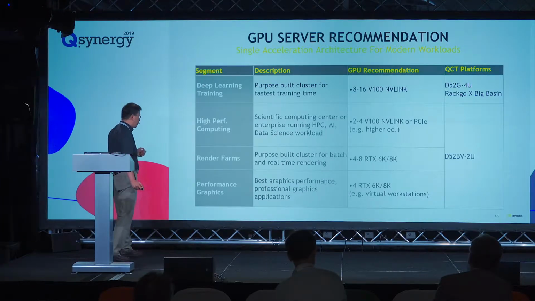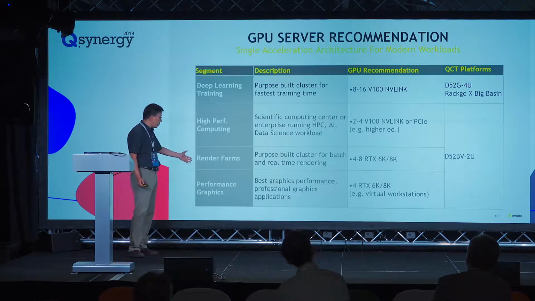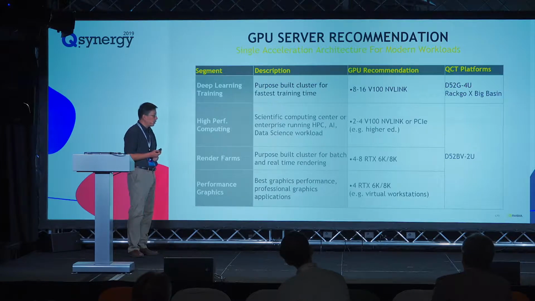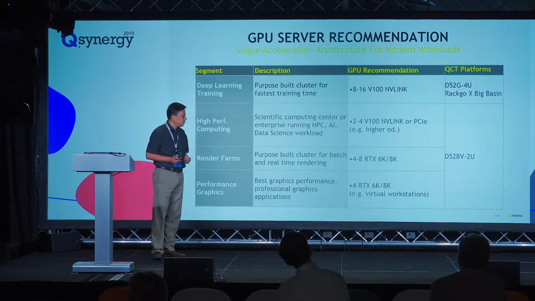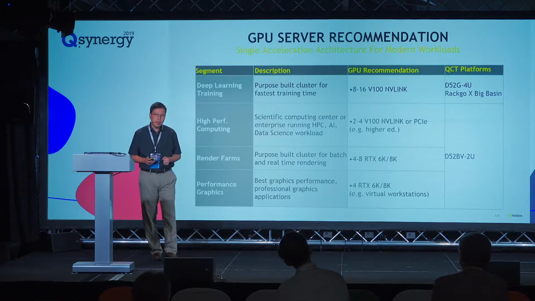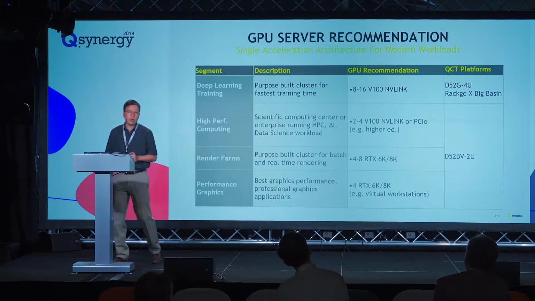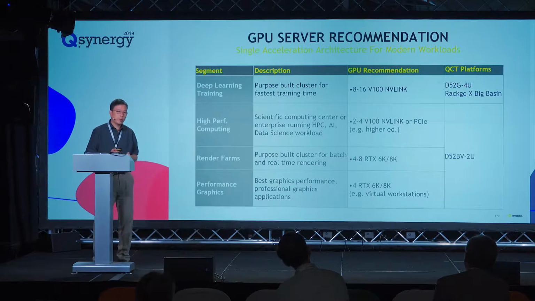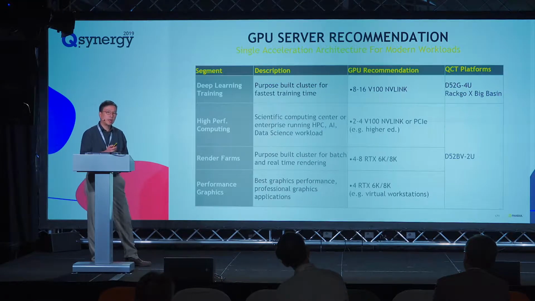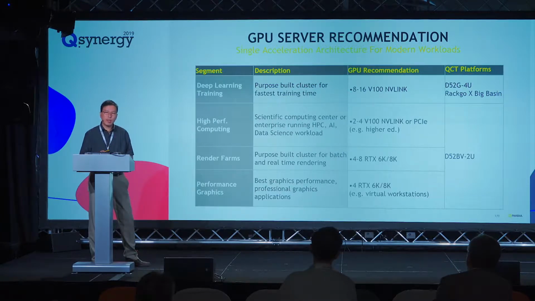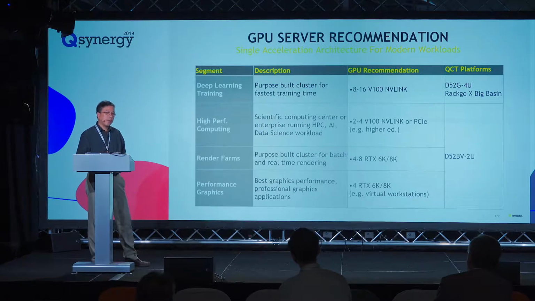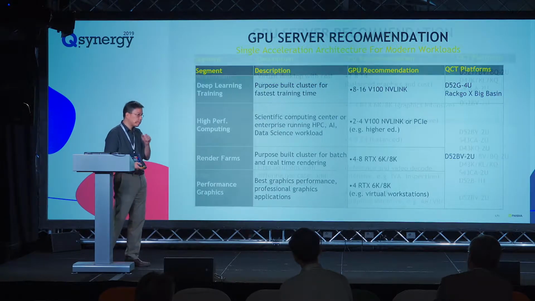Now, there's a lot of popular applications on the graphics side, render farms and performance graphics. We actually have a server line of products called RTX 6000 and 8000 here, that is perfect for graphics acceleration. The RTX product line has a hardware engine we designed called RT Core that accelerates real-time ray tracing, and that can give you the best graphics performance.